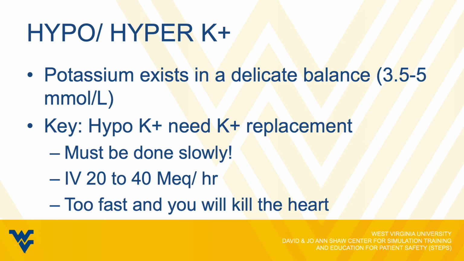Without enough potassium or with too much potassium, your heart cannot generate an electron gradient to perform its contraction. So hypo K, obviously you need to give them K back. But remember, the only time we give K boluses is in lethal injection. It has to be done very slowly. So typically 20 to 40 milliequivalents an hour is the maximum amount of potassium you could get. Too fast and you will kill the heart and not be able to revive the person.